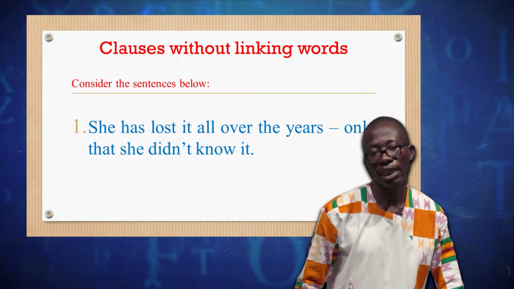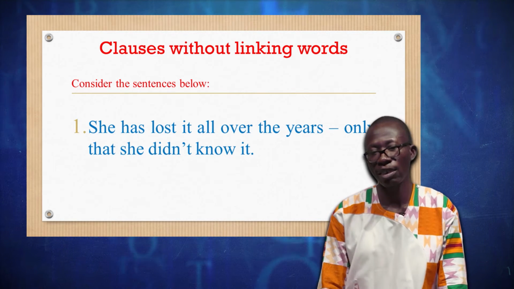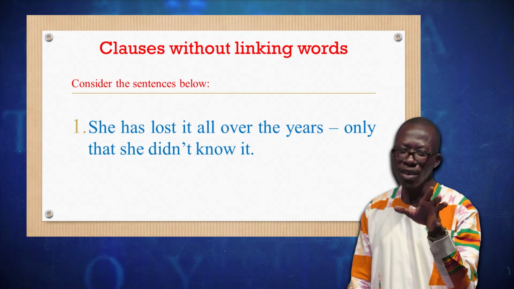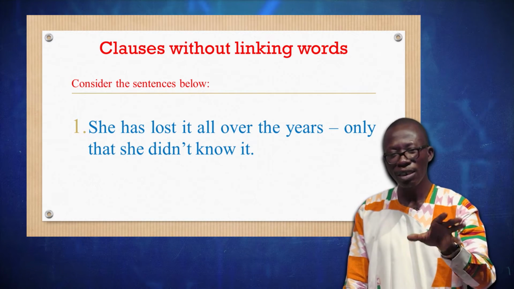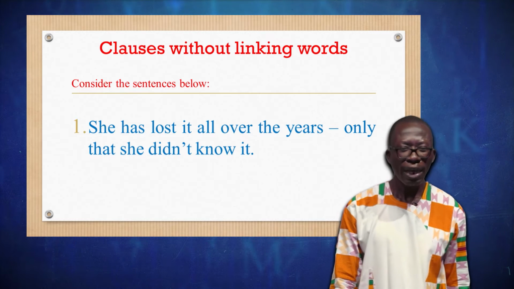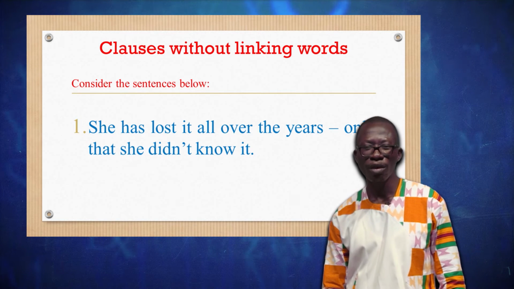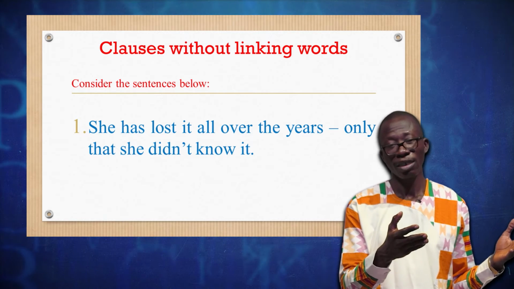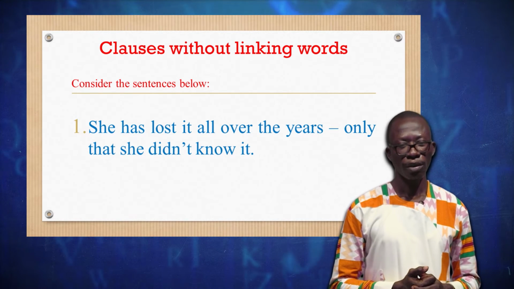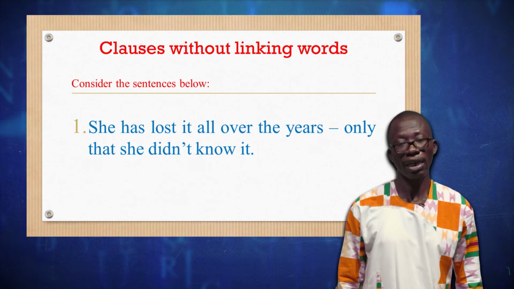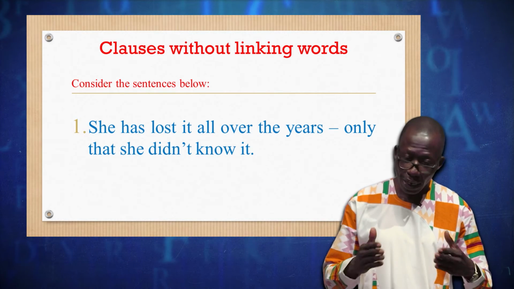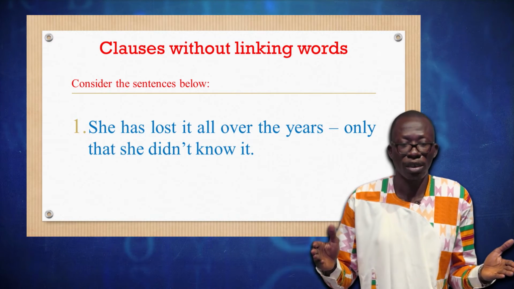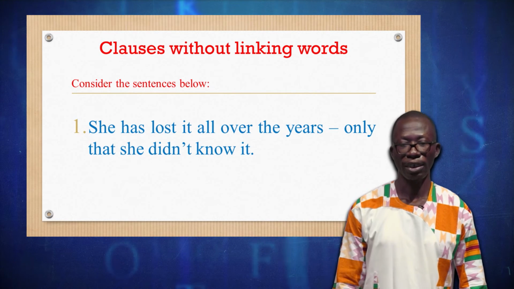For example, in sentence 1, she has lost it all over the years, only that she didn't know it. Anyone listening or reading this would straight away be able to connect the message there. Someone is expected to have known that whatever she is after is not possible, but just that the person never realized that. So the connection is there. So you can connect 'only that she didn't know it' to 'she has lost it all over the years.'